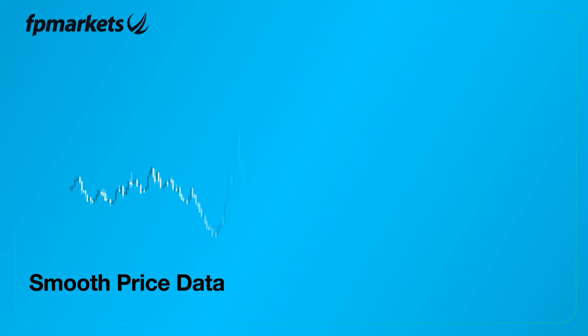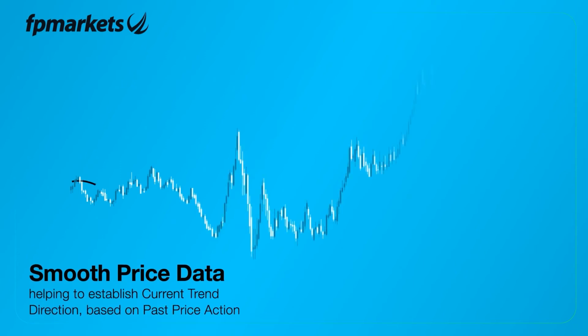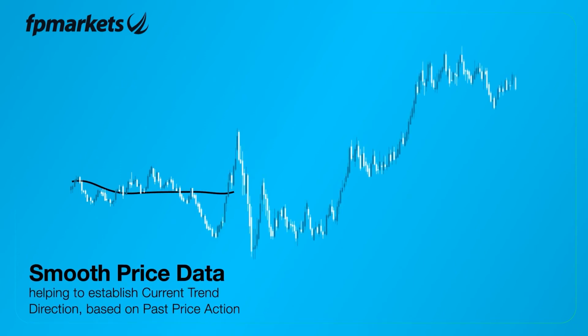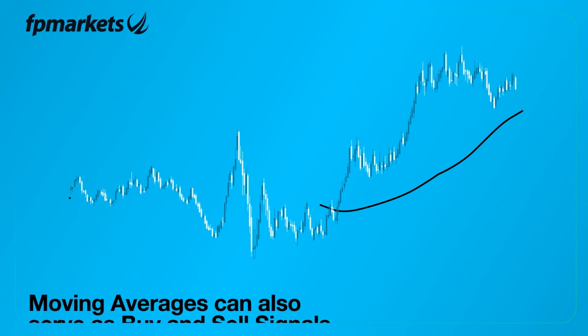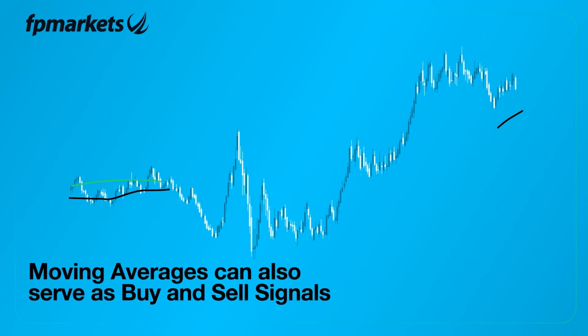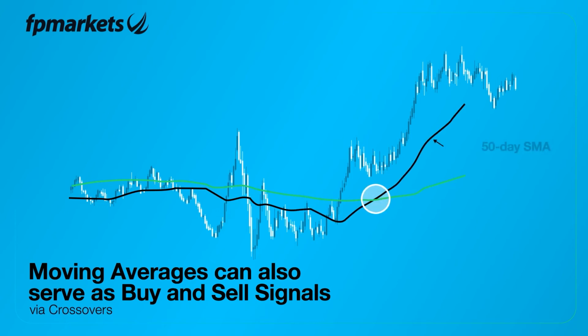The primary function of all moving averages is to smooth price data, helping to establish current trend direction based on past price action. Therefore, moving averages are always going to be lagging indicators. Despite this, moving averages can also serve well as buy and sell signals via crossovers, as well as dynamic support and resistance levels when tested. Some traders also adopt mean reversion strategies based on moving averages.